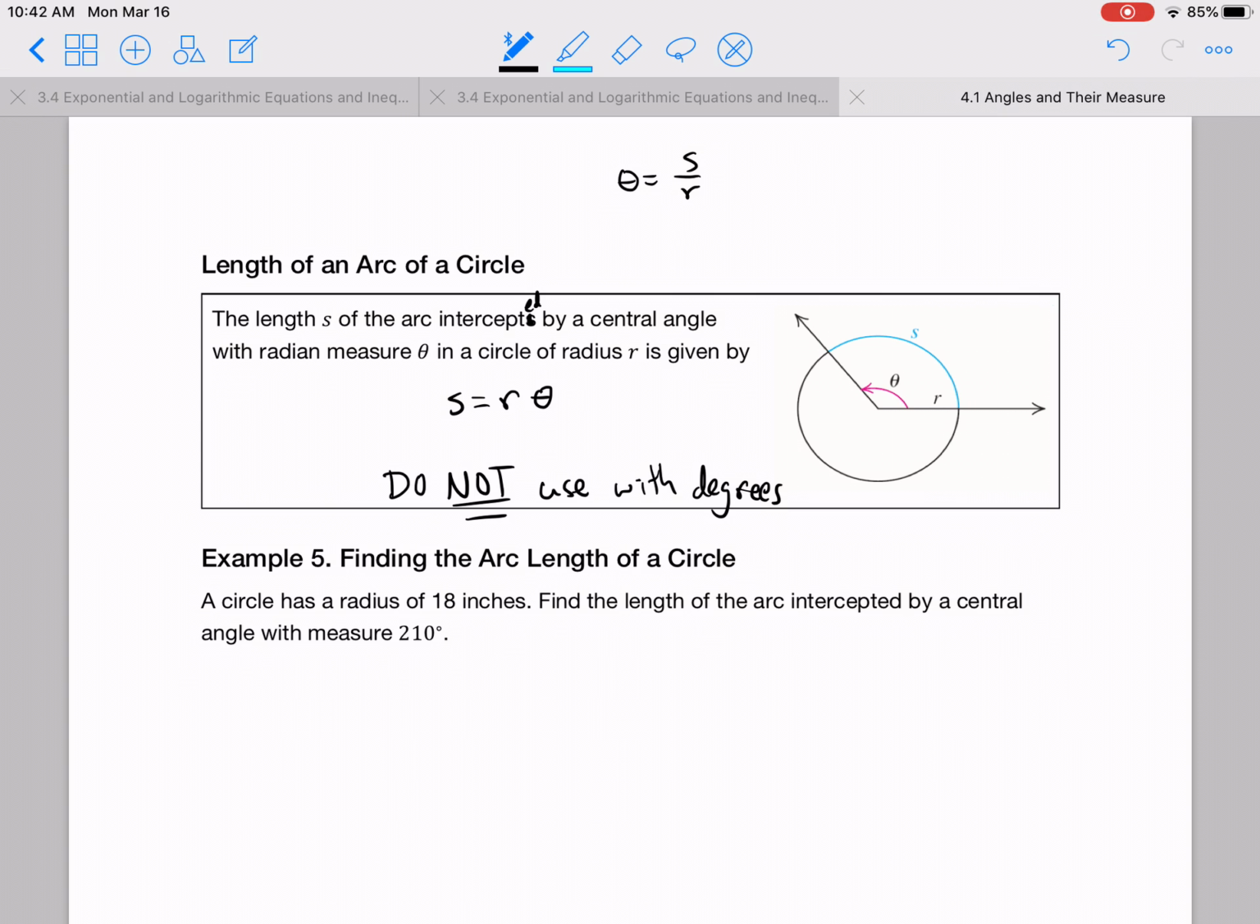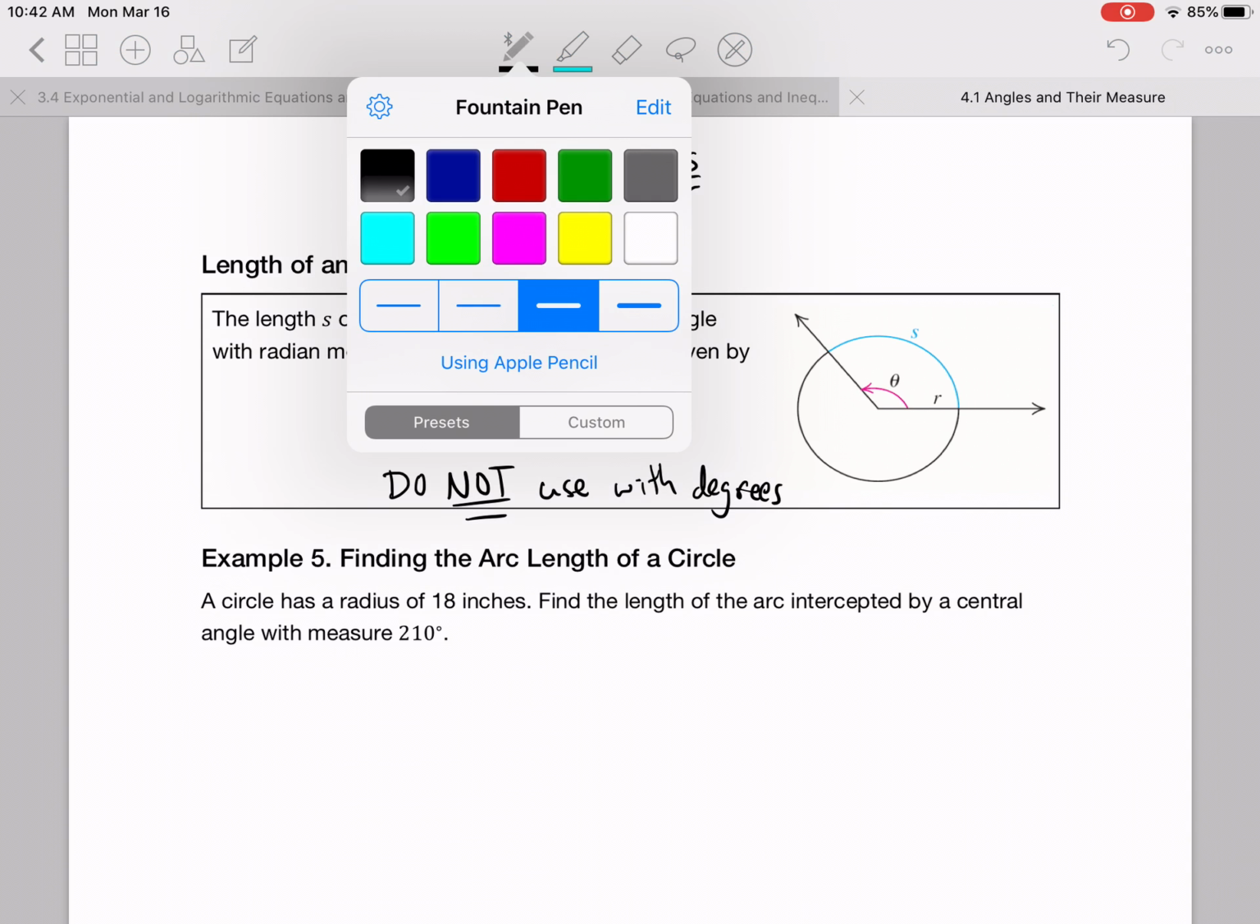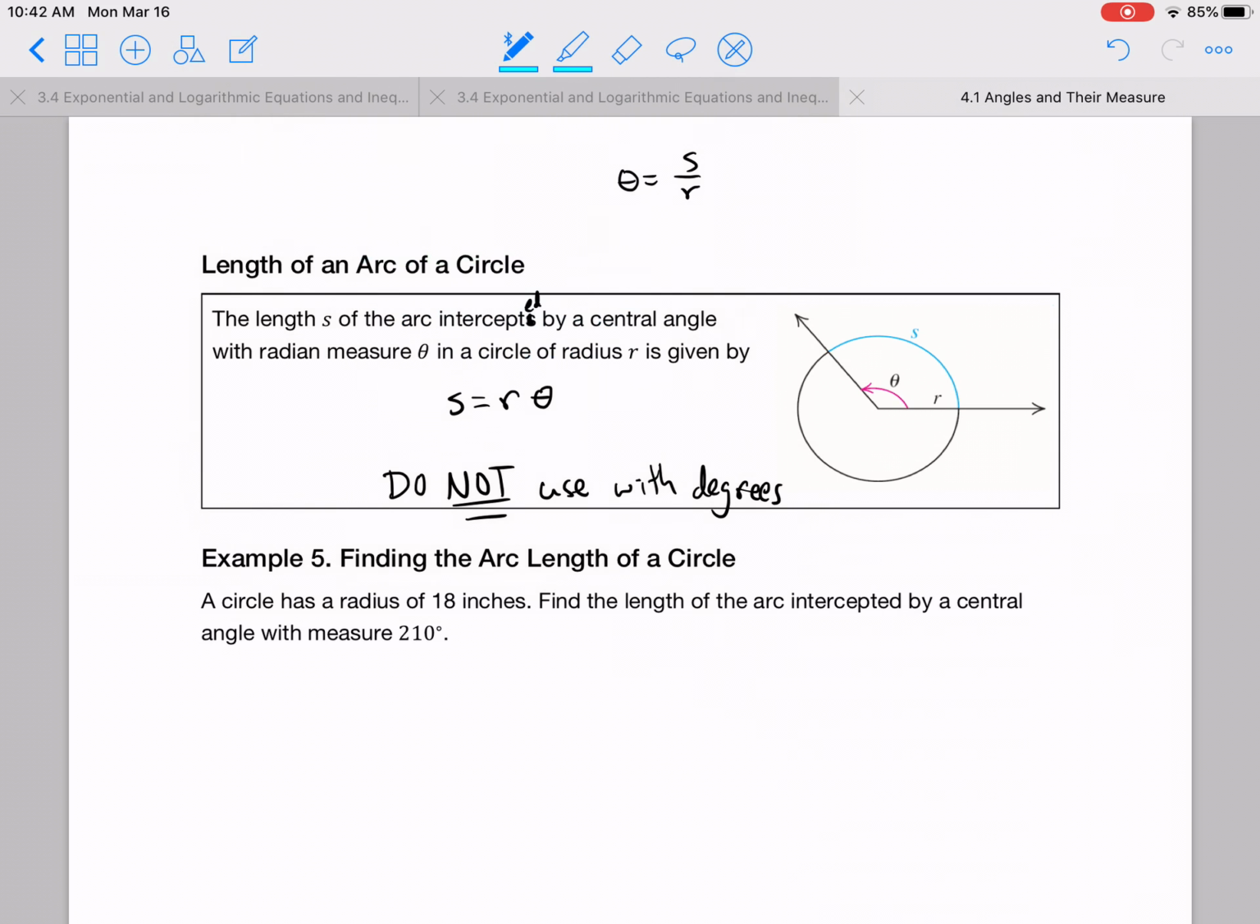And so the length S is just that little blue section right there, this blue arc right there. And basically, like if you were walking around this track, it would be how far did you end up walking around your circular track, that whole distance. That's that arc length right there. So let's try some of this. Let's try this here.